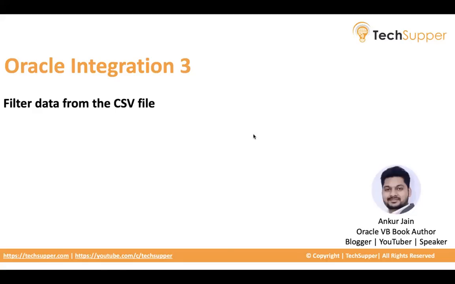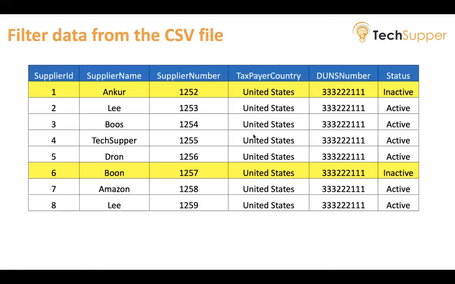Let's consider we have a CSV file which contains data like supplier ID, supplier name, supplier number, taxpayer country, DUNS number, and status. You have this file which sits on the FTP location.